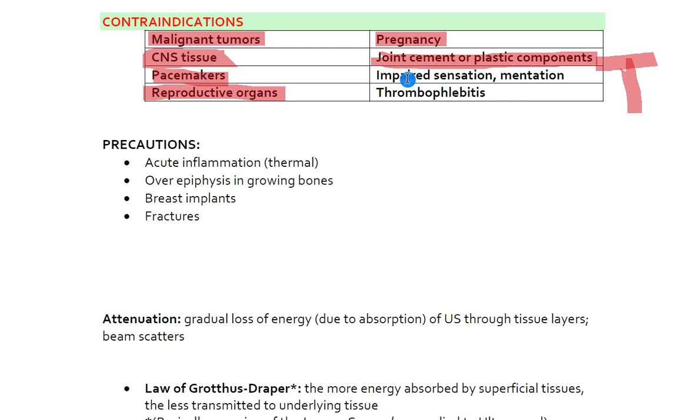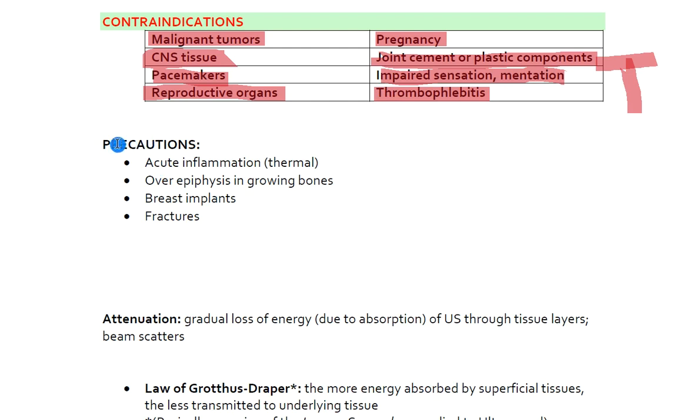As with anything, if there's a chance the patient has impaired sensation or mentation and that they don't understand ultrasound or can't tell you if it's hurting them, that would be a contraindication. And then lastly, thrombophlebitis or a DVT would be an issue because ultrasound could cause the effects of heat, which would include vasodilation. And if the area has vasodilation, it could cause that embolus or that clot to dislodge and travel elsewhere.